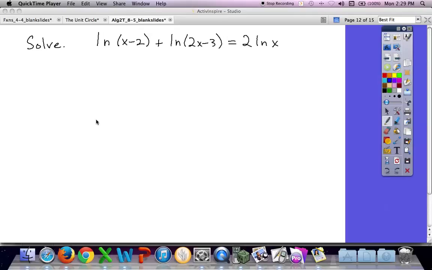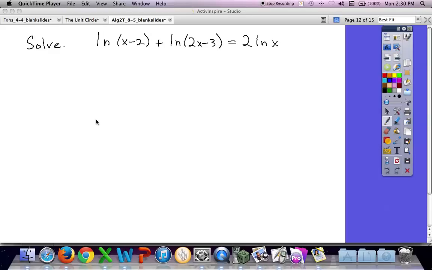So here's the strategy. We could move all of these logarithms onto one side, and then use product rule and quotient rule and power property all together. But generally, what you would do in a problem like this is, since we have logs on both sides, let's try to make the one logarithm on one side equal the logarithm on the other side. If they equal each other, then what's inside them equals each other.